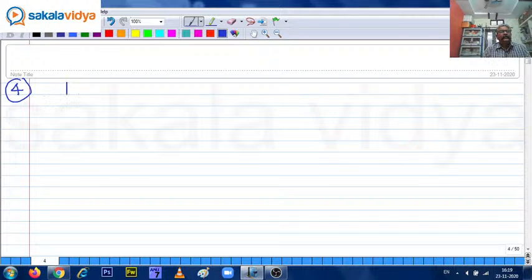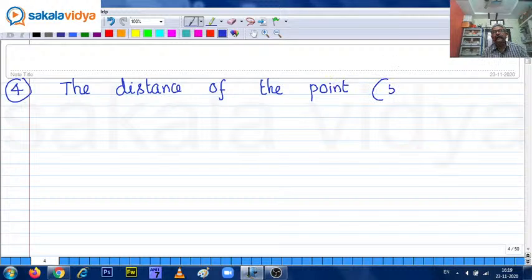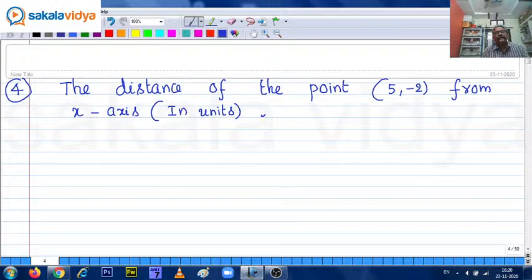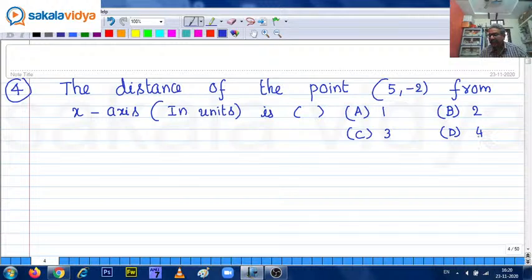So now next, the distance of the point 5, minus 2 from x-axis in units is A 1, B 2, C 3, D 4. Even this concept will be used in intermediate locus chapter also. This concept is very, very important. The distance of the point 5, minus 2 from the x-axis.